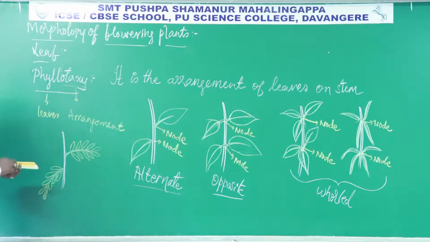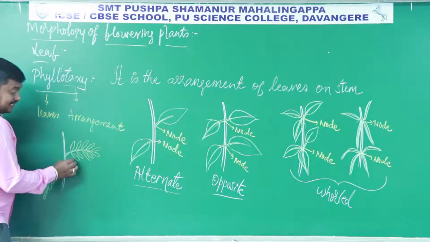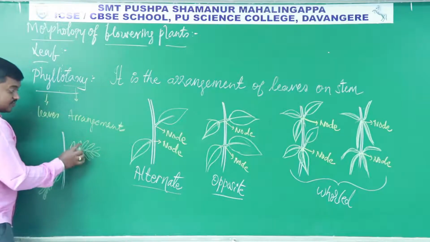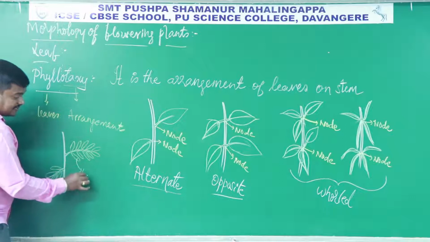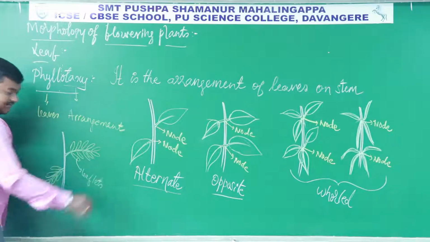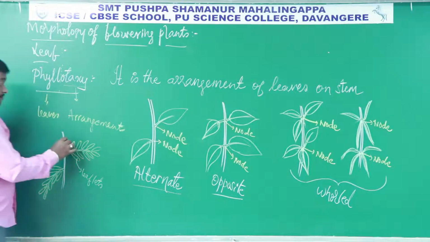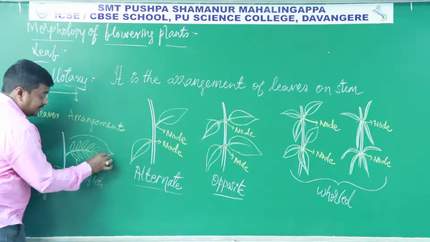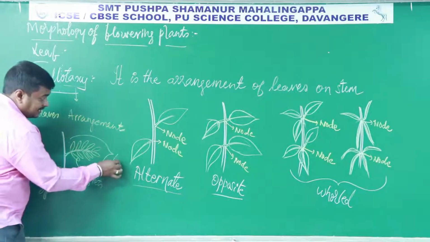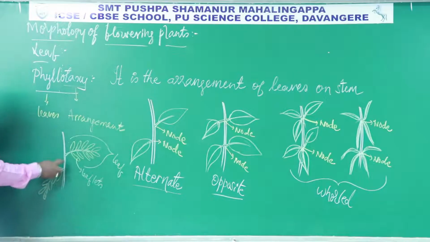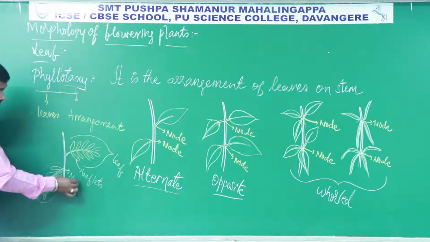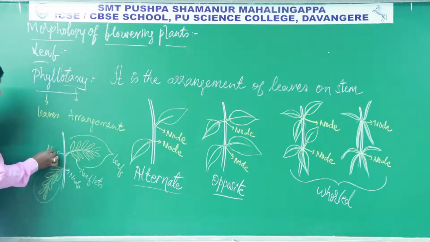In this case, it looks like the leaves are opposite, but this is not the individual leaf. These are leaflets. Based on these leaflets, you should not tell the phyllotaxy. The whole thing is the entire leaf. This and this. So each node produces one leaf.